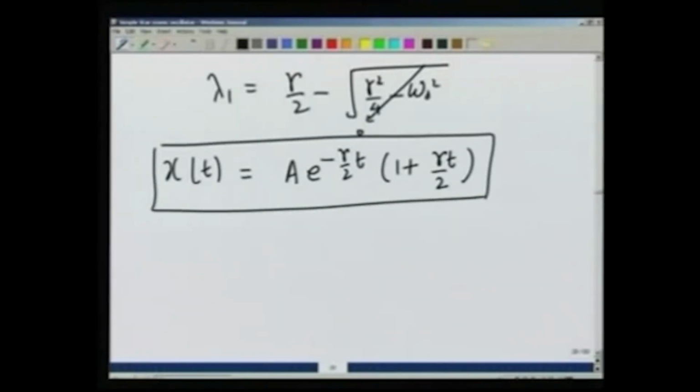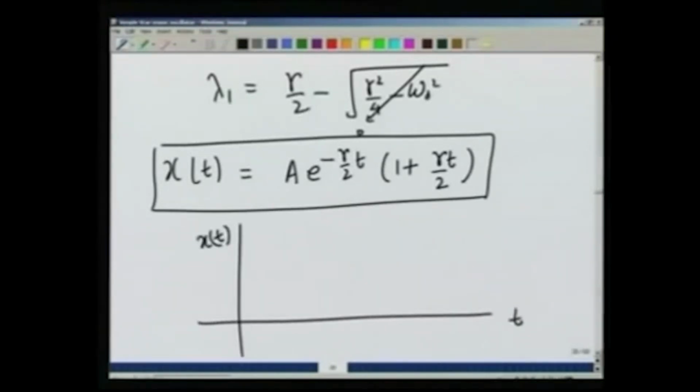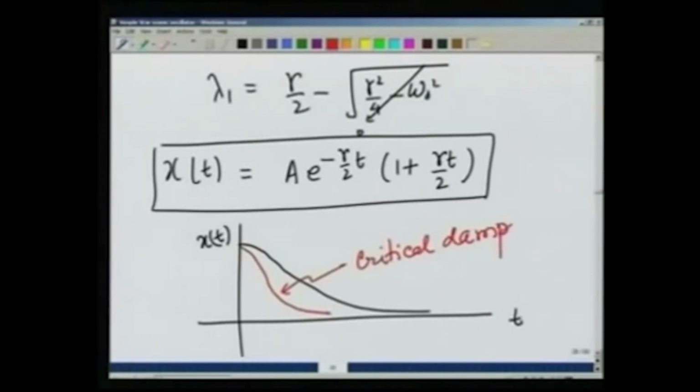You notice one difference right away compared to heavy damping. In heavy damping, the solution decayed. It is also going to do the same thing in this case. However, it is going to decay much faster. This is critical damping and this is heavy damping. Why does this happen?